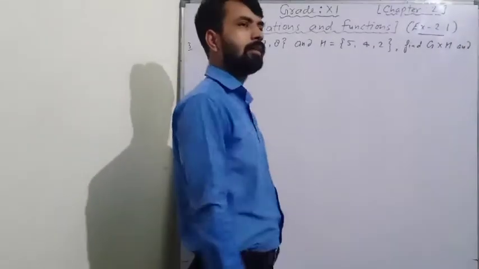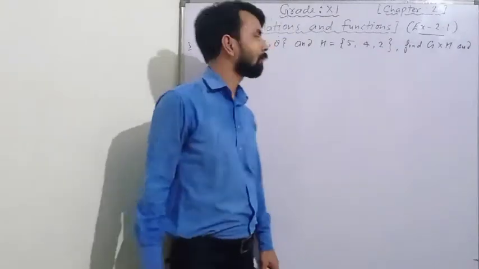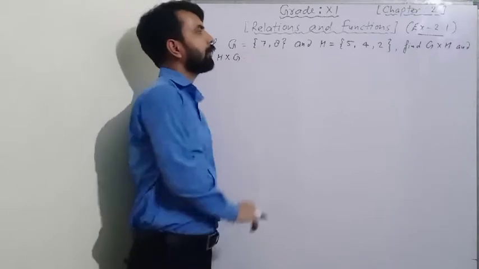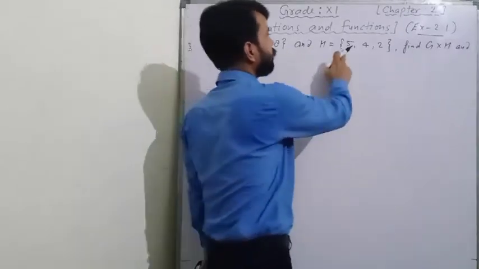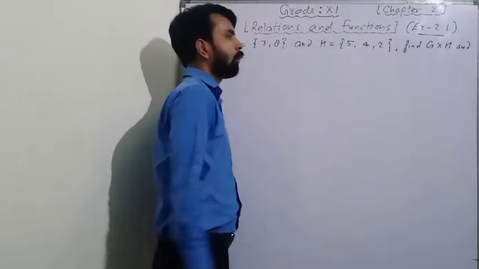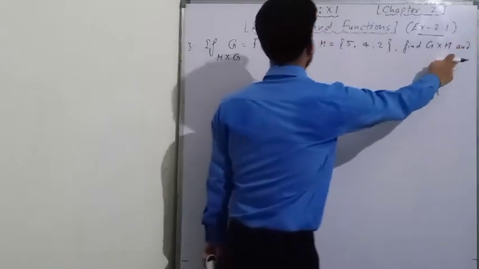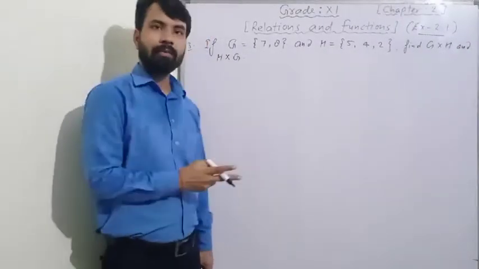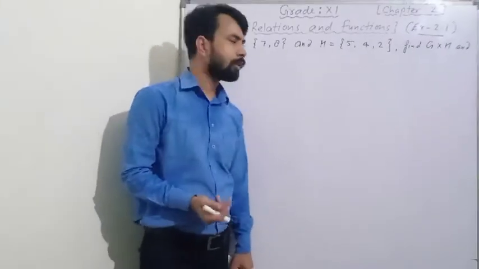Okay students, now question number 3. If set G equals 7, 8 and set H is 5, 4, 2, find G cross H and H cross G. Clear? So two sets are given. We have to find their Cartesian product.